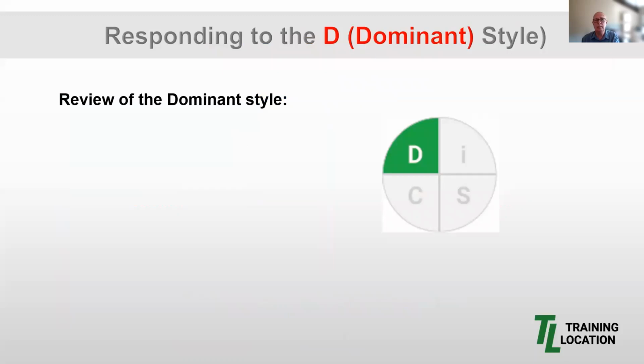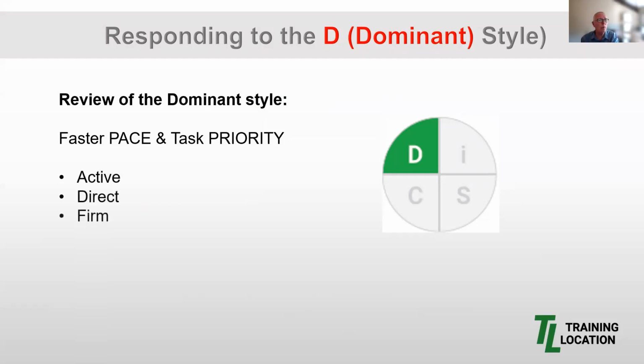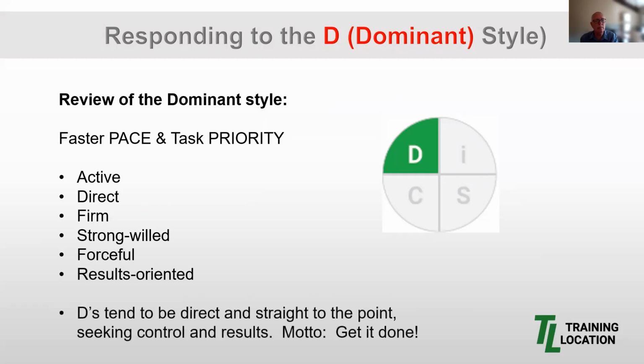Now, to prepare us for today's learning, I want to review the dominant style descriptors from a previous vlog. As noted, the D style has a generally faster pace coupled with a task orientation. They also tend to be a little more outspoken than the rest of us and are generally questioning or curious and even skeptical. Other descriptors of a high D might include active, direct, firm, strong-willed, forceful, and results-oriented. And one more thing, Ds tend to be direct and straight to the point, seeking control and results and outcomes. Their motto: get it done.